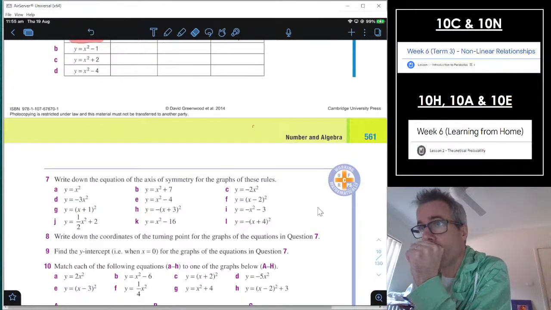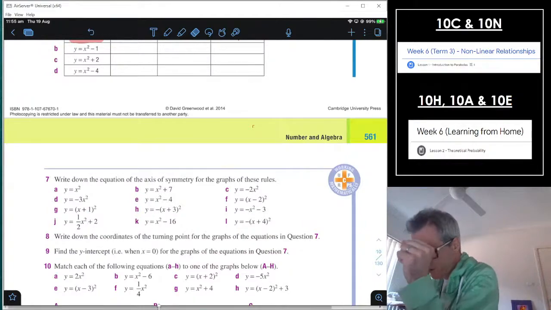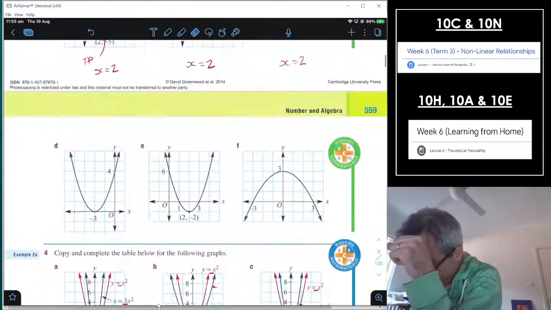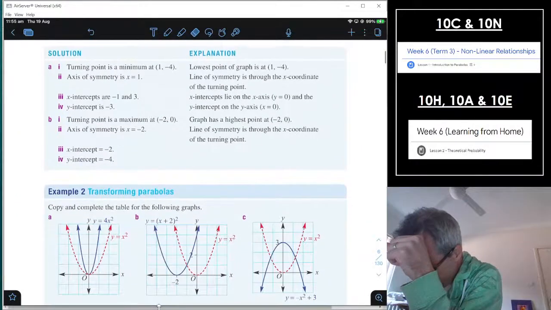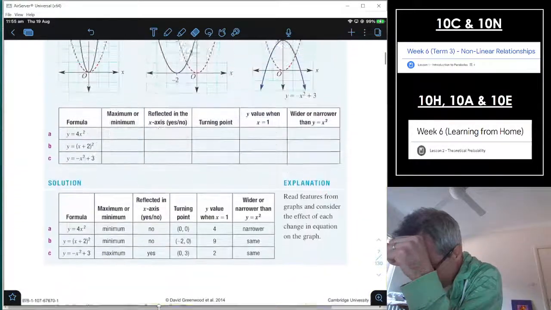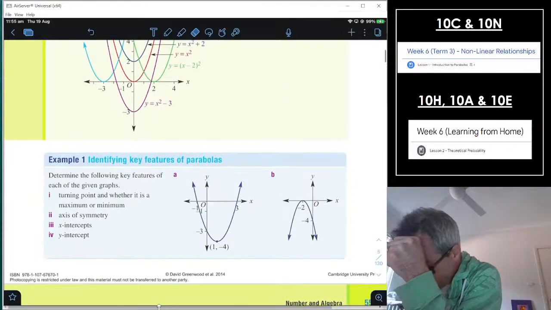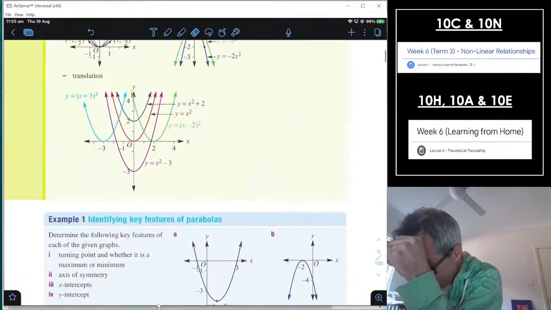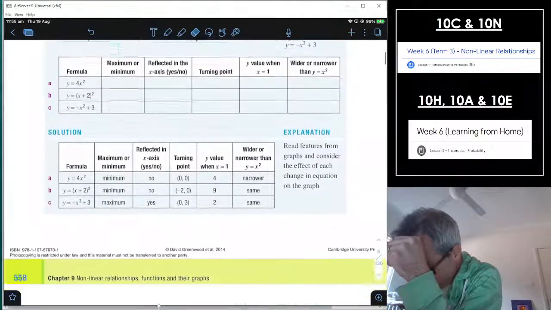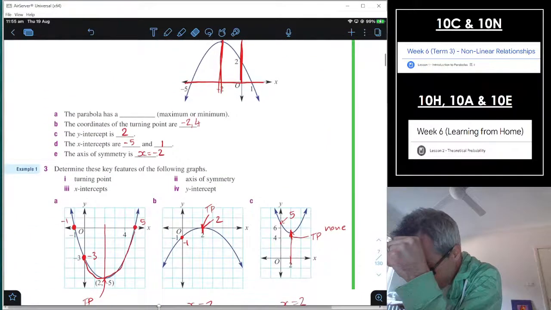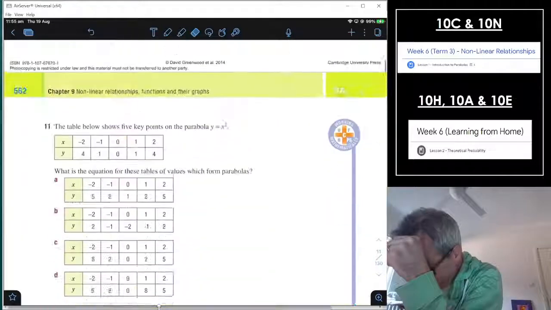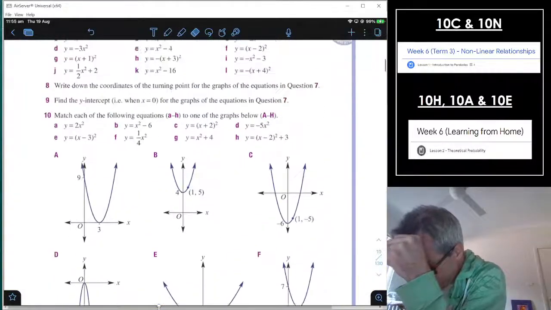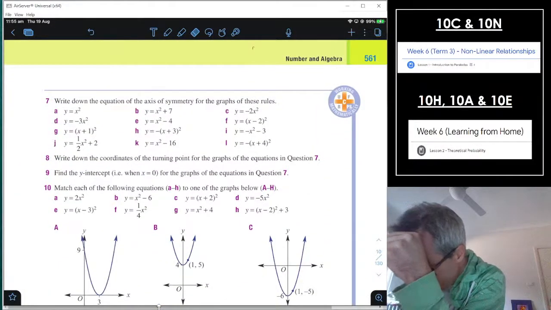Write an equation for the axis of symmetry. Answers. Let's have a look at this. Copy and complete. This one is tricky. Write down the equation for the axis of symmetry for this.